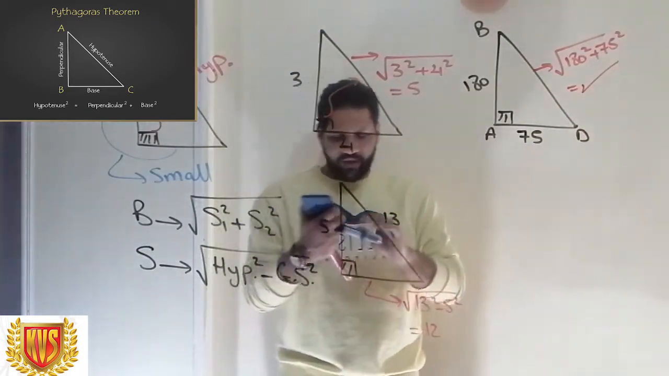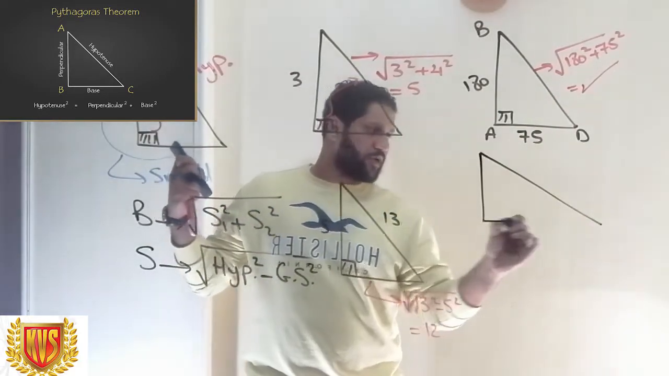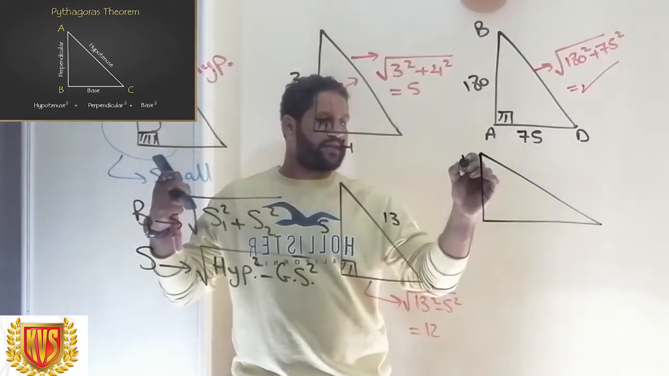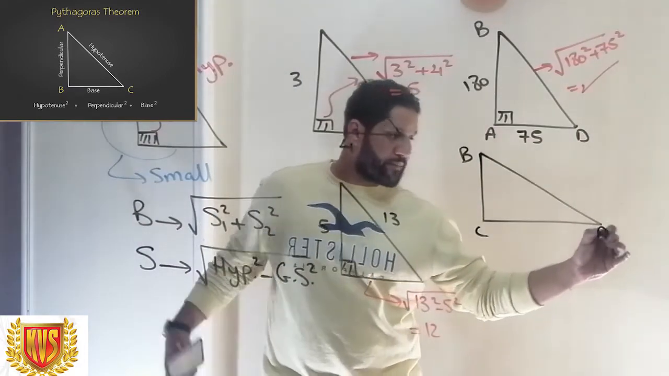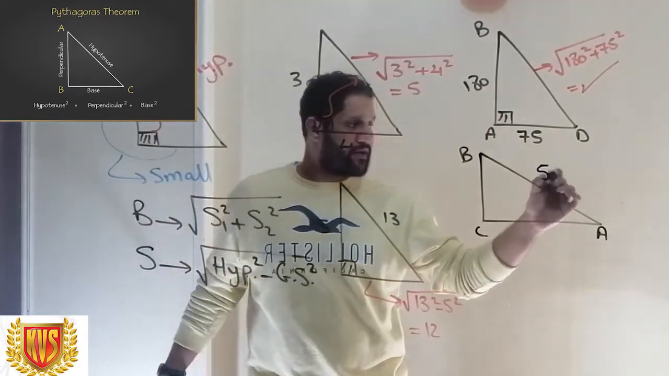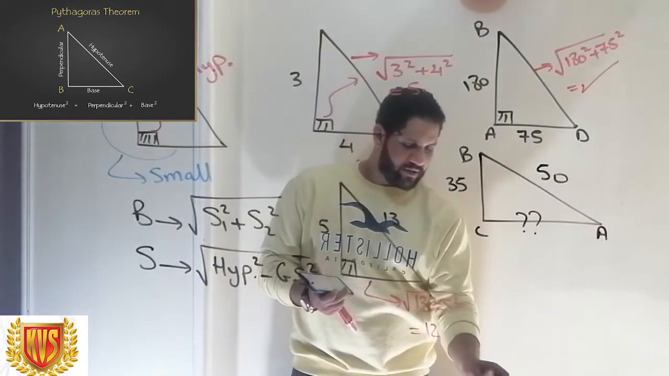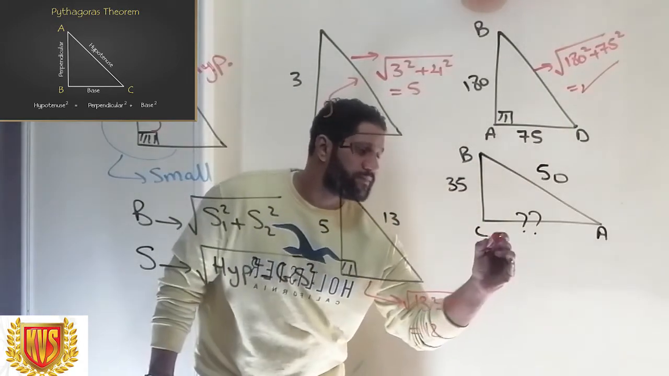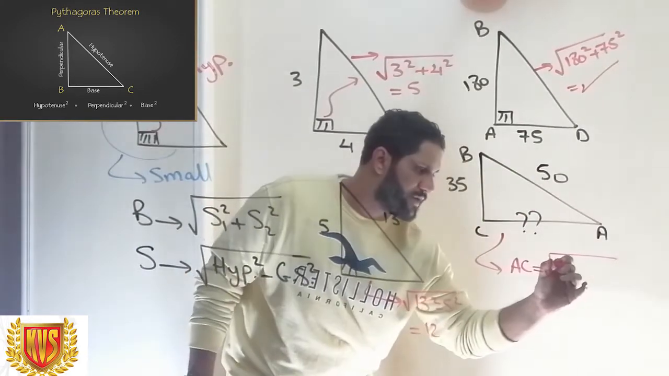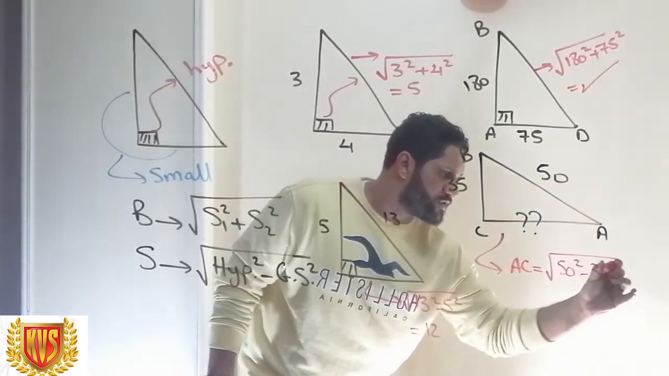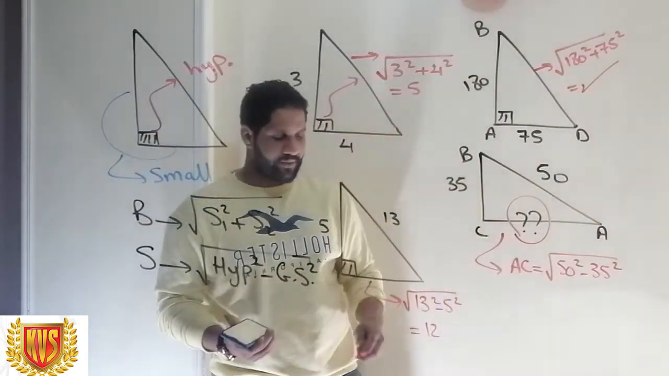If you look at the second one, they give you a diagram like this. Okay, neglecting the ball, I have here B, C and A. He gave me this 50 and this 35, and he wants me to find AC. Okay, to find AC, I will get it by taking the square root of the bigger side power 2 minus the smaller side power 2, because this is a small one and this is the Pythagoras theorem.